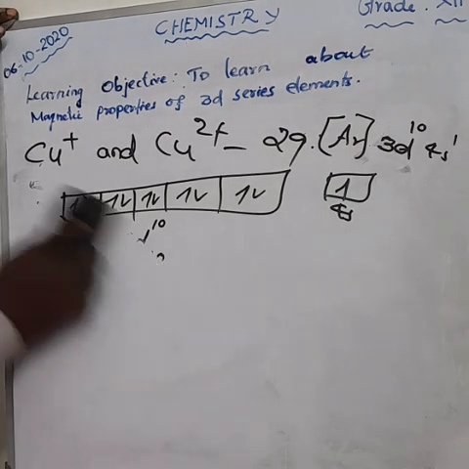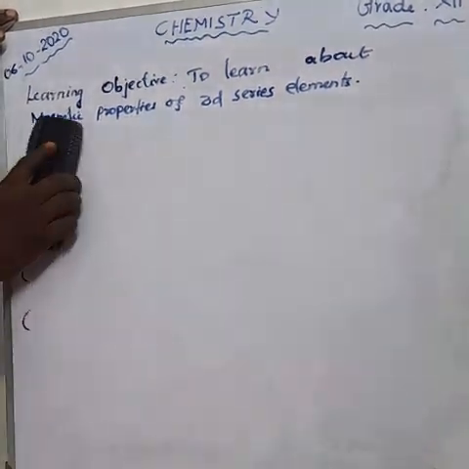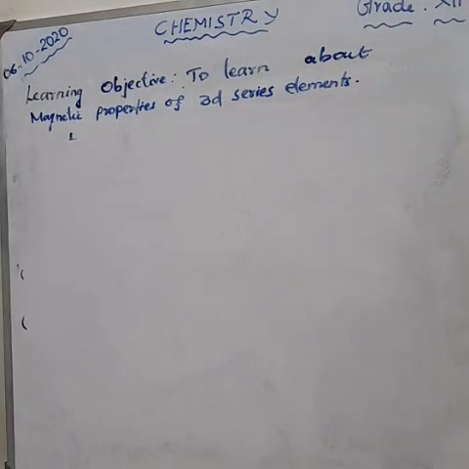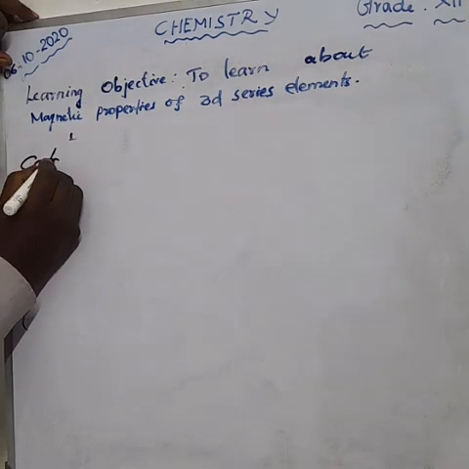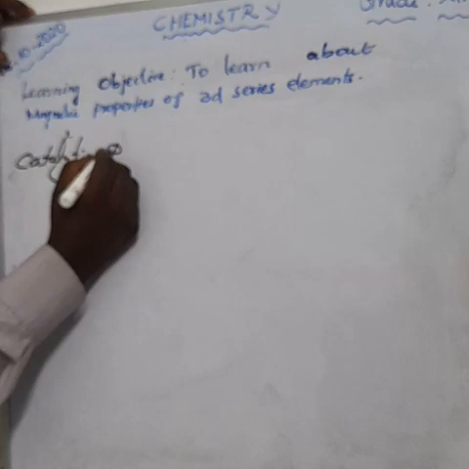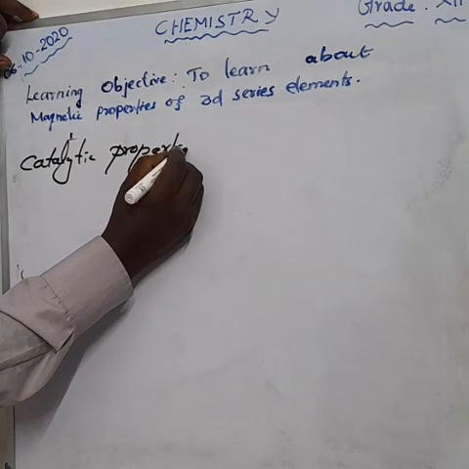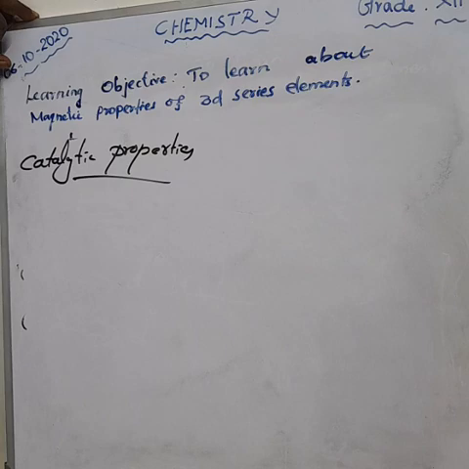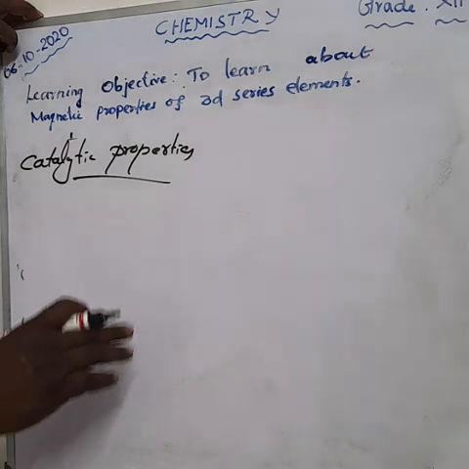Next, the catalytic property. Many industrial processes use transition metals or their compounds as catalysts. For example, one of the reactions we are taking is alkene being converted into alkane.